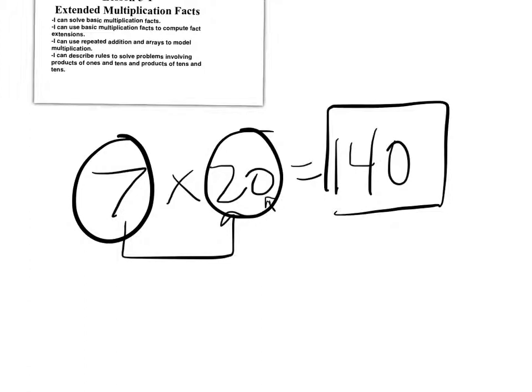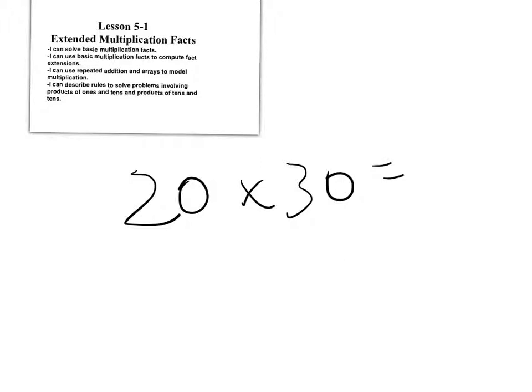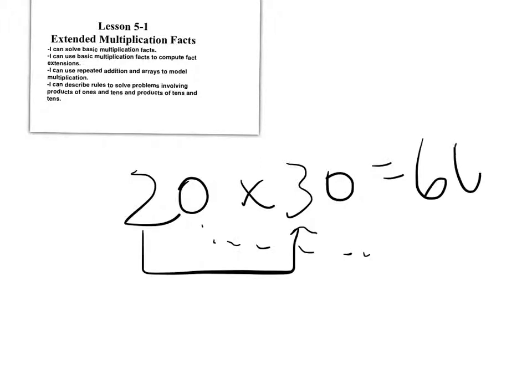And the next thing says a product of 10s and 10s, so 10s and 10s would be 20 times 30 or something like that, to where you'd have the 2 times the 3 to give you 6, and you know this 0 comes over and that 0 comes over. So hopefully you have this down.